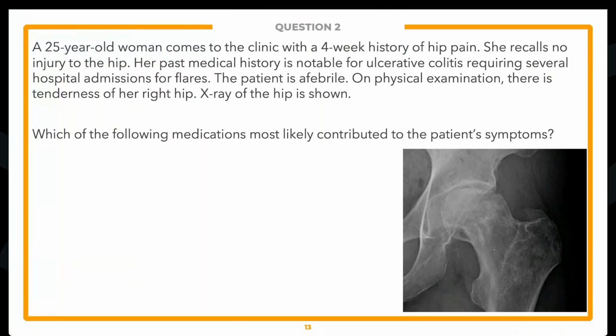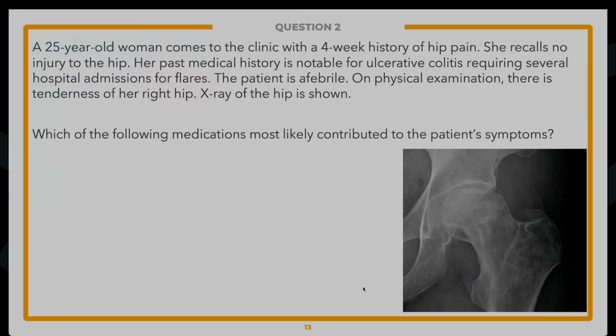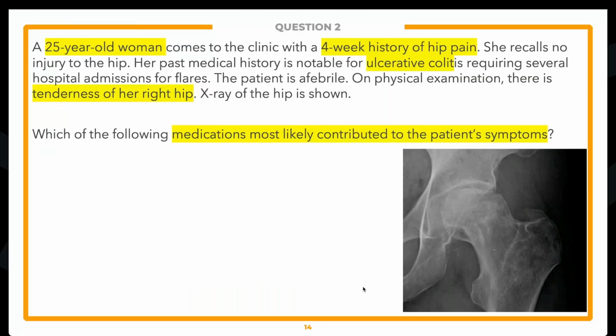All right, so we have another multi-step question, right? We have a picture here this time, though. It's going to change it up. And we have an adult, right? 25-year-old, young adult, but still an adult. So let's highlight some keywords here, and let's try to figure out what they're really trying to get at and what the question is asking here. Again, lead-in is always important. It's not asking about diagnosis. It's asking about medication most likely contributed to patient symptoms.